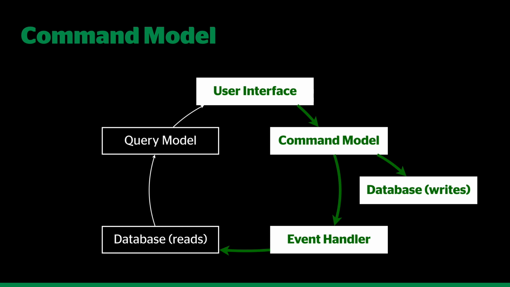Just to illustrate that, let's see the command model. We have a user interface. We have the command model that includes the command itself, the validations, and the aggregate with the business logic. I have my database with the writes, all the changes, event by event. And I have my event handler. When the event happens, the event handler is responsible to tell the world, hey, this event just happened. Do something. Update my projection. Do something. Okay?